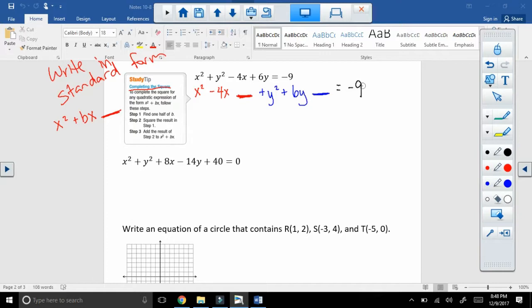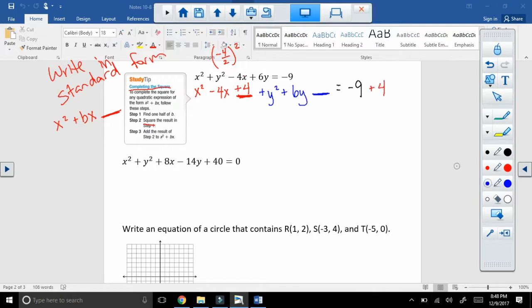So you might be thinking negative 9 cannot be the radius, and you are exactly right. When we add things over here, we'll have to add it to each side of the equation to get it to balance out. Okay, so for this first one, following these steps, I'm going to take half of b. So half of negative 4 is negative 2, and then I need to square that number. So negative 2 squared is a positive 4. So when I add 4 to the left side of the equation, I need to add 4 to the right side of the equation.